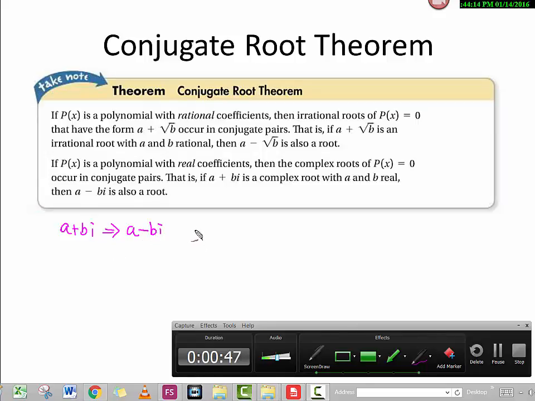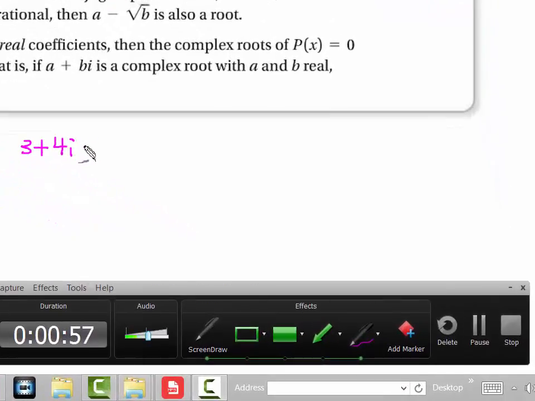So, for example, after you solve a polynomial equation, you find a complex root, which is, say, 3 plus 4i. Then you know the other root of this polynomial function is going to be 3 minus 4i, which is the conjugate of 3 plus 4i.